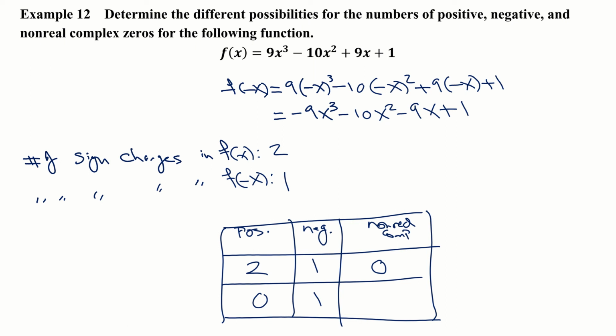Now, what if you have 0 for positive and we know we can have 1 for negative? That means there must be what? 2 complex conjugates, because we want to get to a total of 3 zeros. And that's how you handle a problem like that. So the function can have either 2 positive zeros, 1 negative zero, and no non-real complex zeros, or it can have no positive zeros, 1 negative real zero, and these are all real, and then 2 complex conjugate non-real zeros, okay? So those are the possibilities using Descartes' rule of signs.